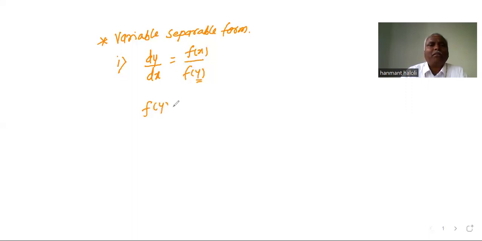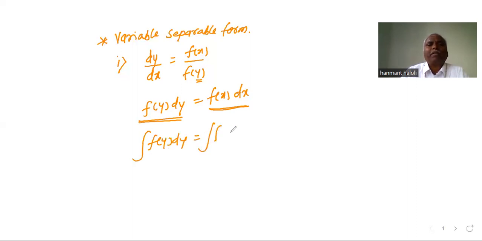F of y into dy is equal to f of x into dx. This is called separation of variables. Now once you have separated the variables, in the first type of equations, you can integrate both sides. Integral of f of y dy is equal to integral of f of x dx plus some constant for the integration. If you take integration on both sides, you have to add the constant term. So this is one of the variable separable forms.